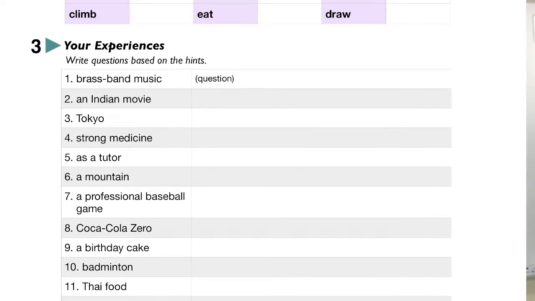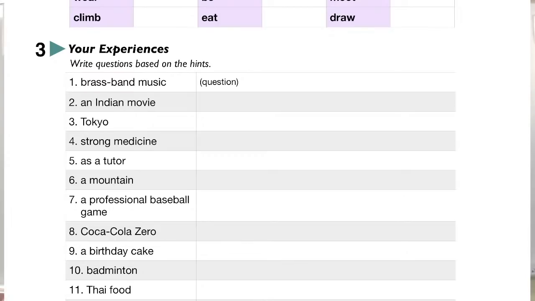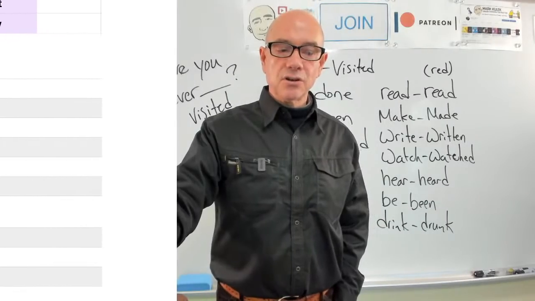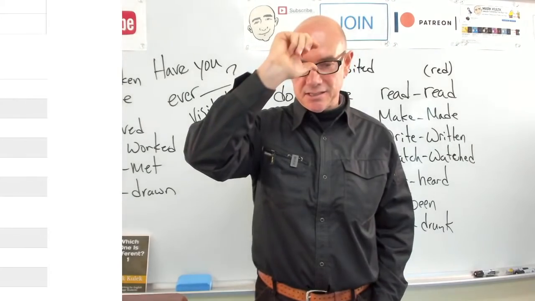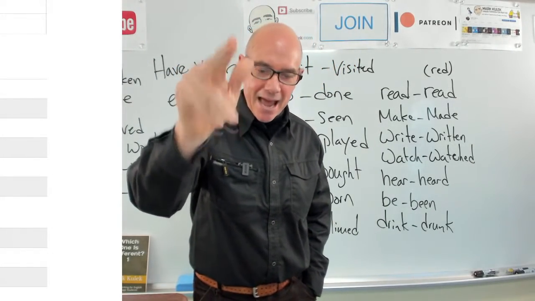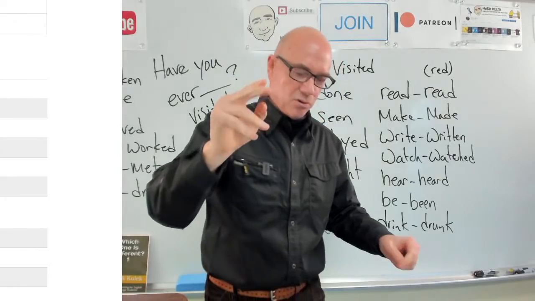Okay, part 3. Write questions based on the hints, okay? So for example, brass band music. Write a question. And the hint is brass band music. What's your question? Please. Brass band music. What's your question?